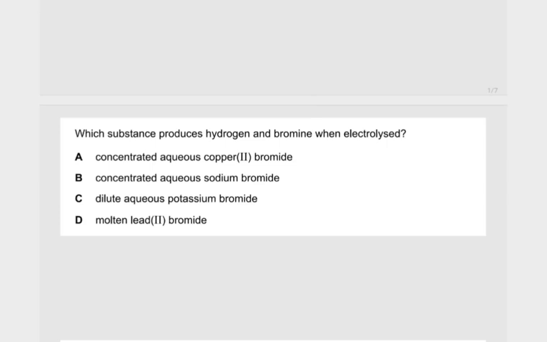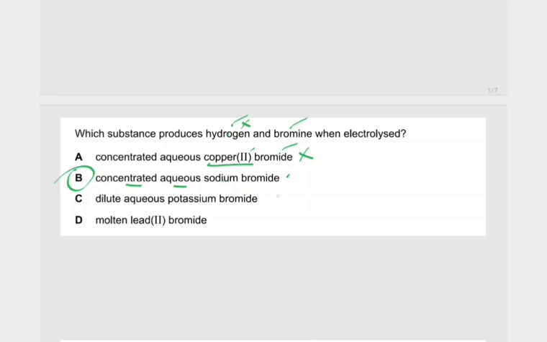Which substance produces hydrogen and bromine when electrolyzed? Concentrated aqueous copper bromide: if you have copper, you will not get hydrogen. Copper will be produced, so this will produce copper and bromine. So not an option. Concentrated aqueous sodium bromide: since it's concentrated, it will produce bromine. That's right. And since it's aqueous, hydrogen will be preferred over sodium, so that is the right answer.